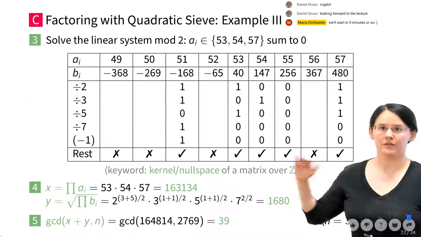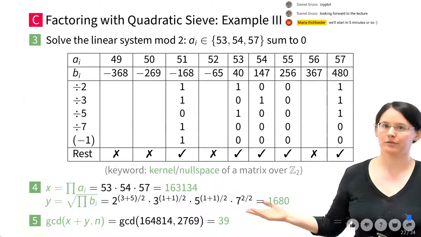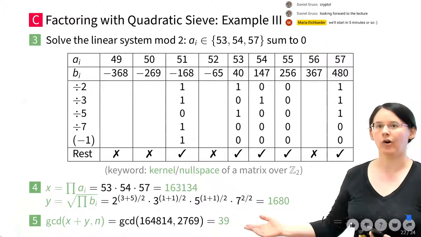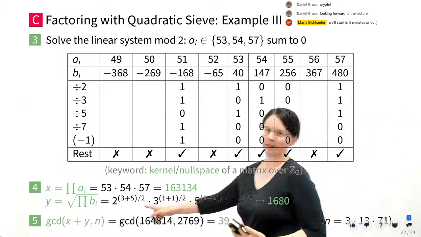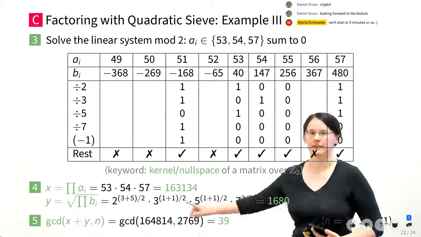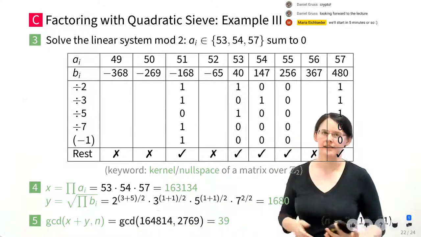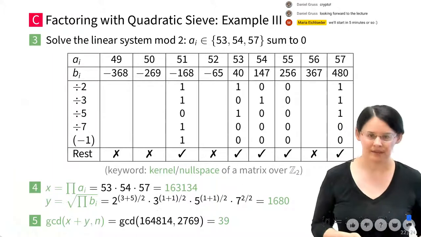And once you have found this combination, it's just a matter of multiplying up the result and hoping for the best, because it might still go wrong. If you're lucky, your result yields a factor of n here. If you're unlucky, it doesn't.